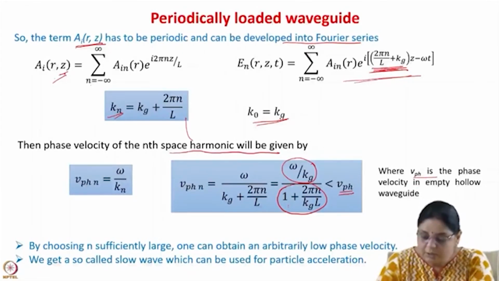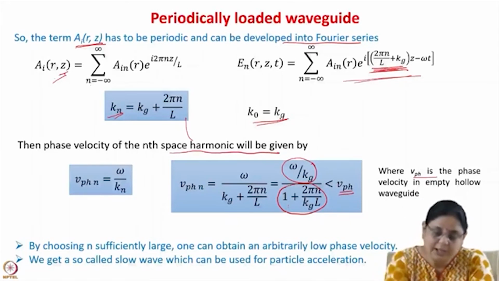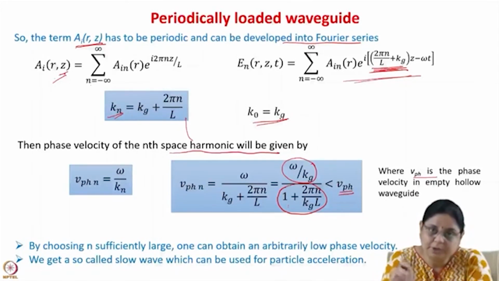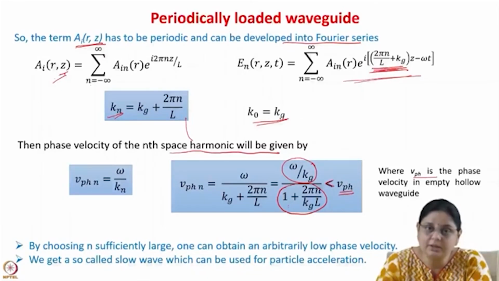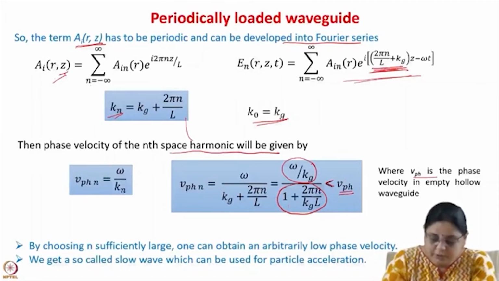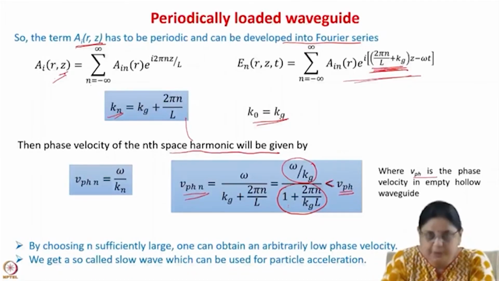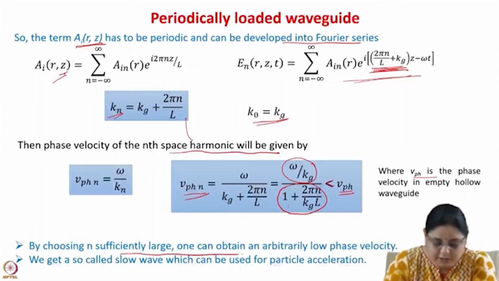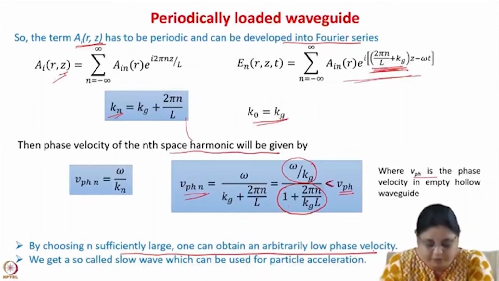Okay, so by loading this with periodic obstacles, with metal discs, you have been able to reduce the phase velocity as compared to the phase velocity in a hollow waveguide. Now you can choose n sufficiently large, and then you can reduce the phase velocity of the nth space harmonic. So by choosing n sufficiently large, we can obtain an arbitrarily low phase velocity.